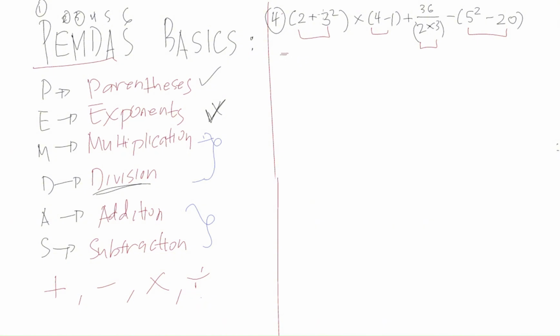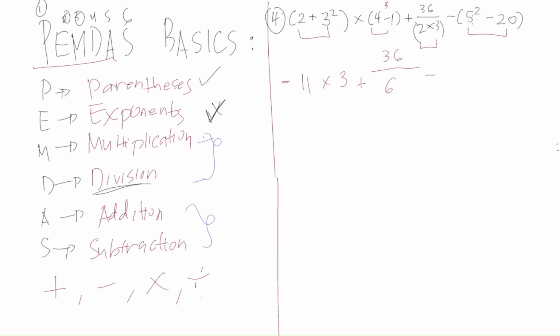So 3 squared, that is 9, right? And 9 plus 2, that's 11. So this part will become 11. Now, let's do this. 4 minus 1, that's just 3. So let's write this. And then our fraction right here, we have 36. And then 2 times 3, that's just 6.